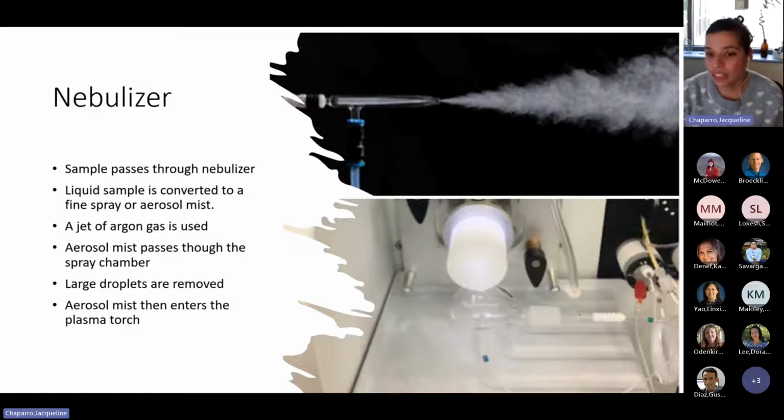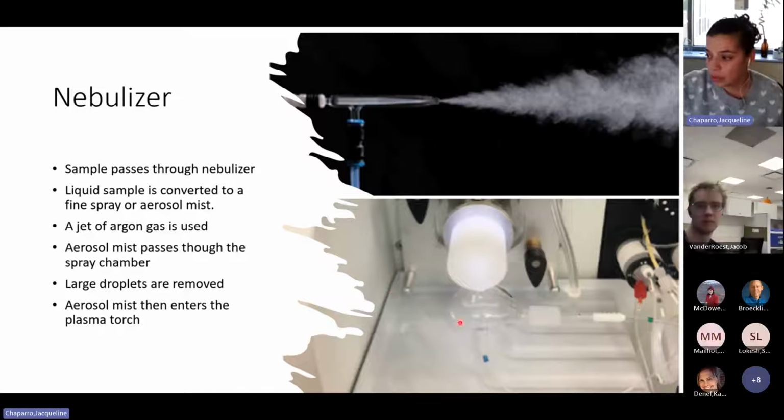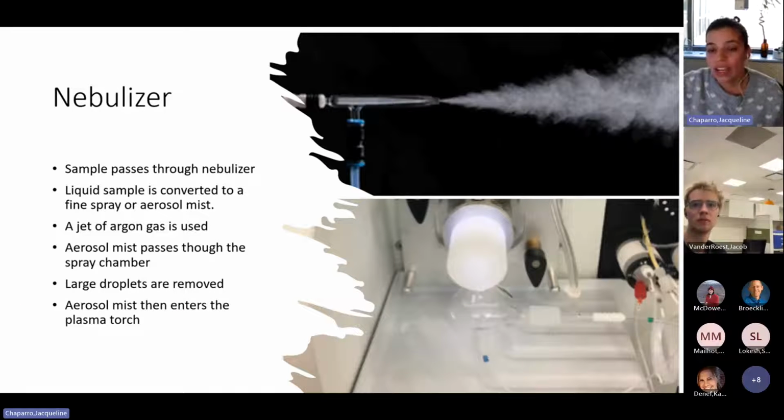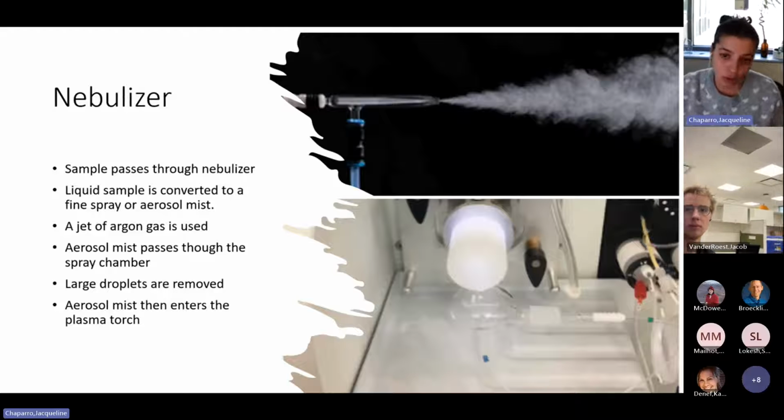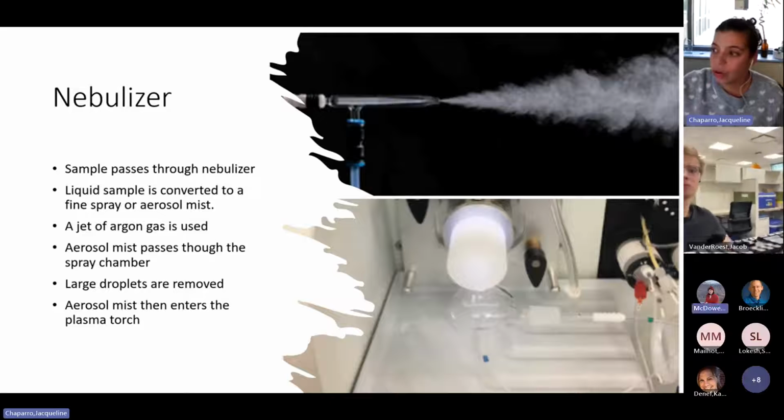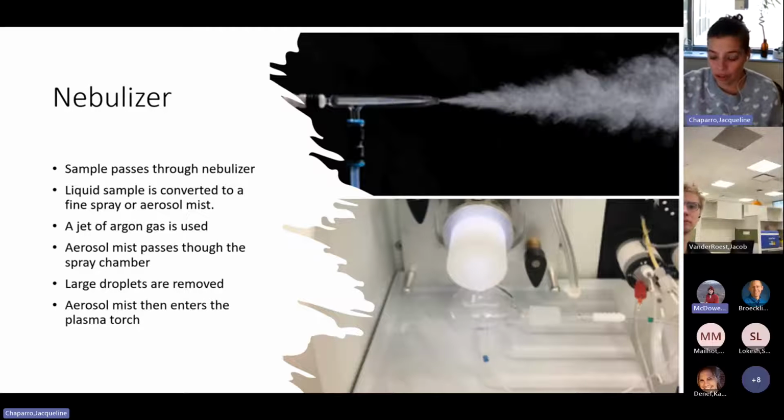Once the mist is created, it goes into what's called a spray chamber, which you can see down here. Anything with large droplets will go to waste, and the rest will enter the plasma in the torch. And in the plasma is where all the exciting things, I guess, tend to happen.